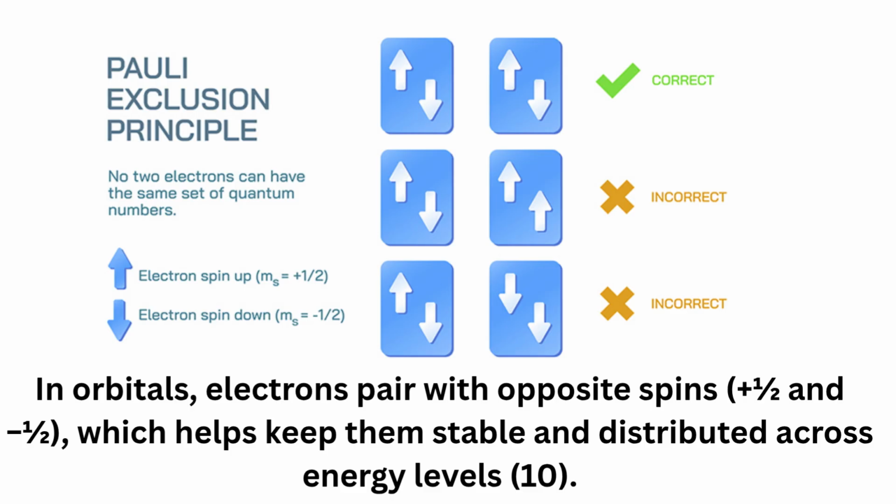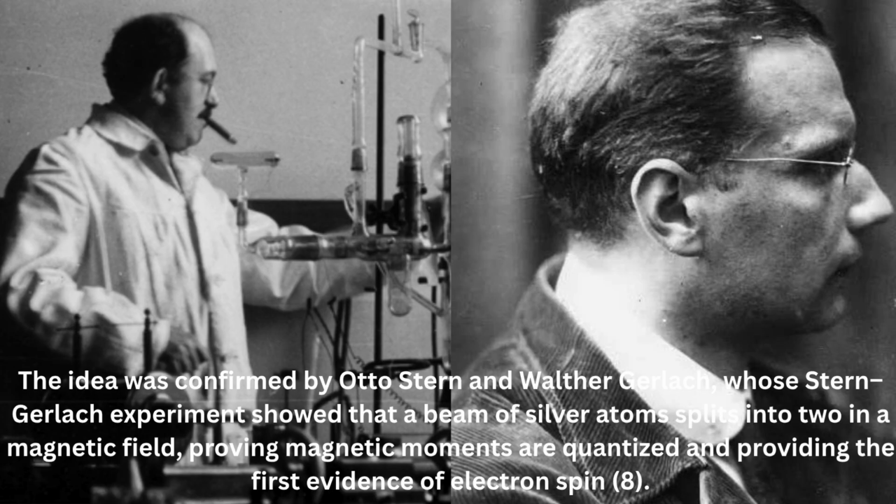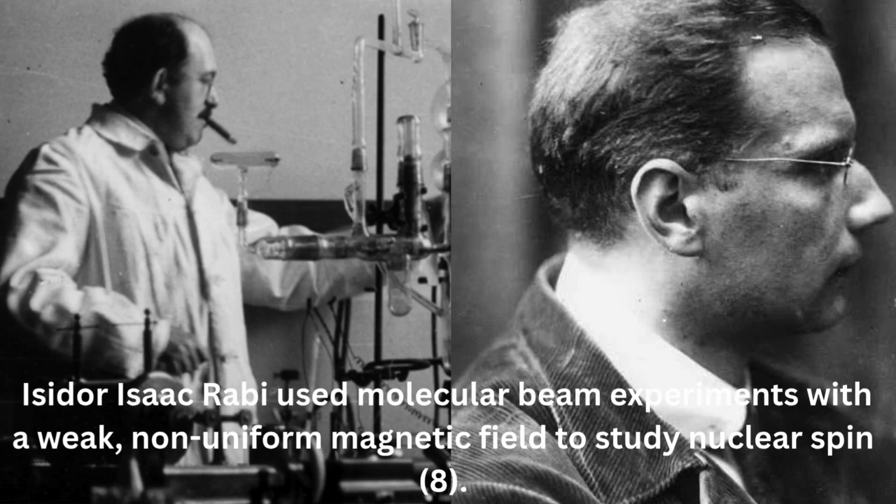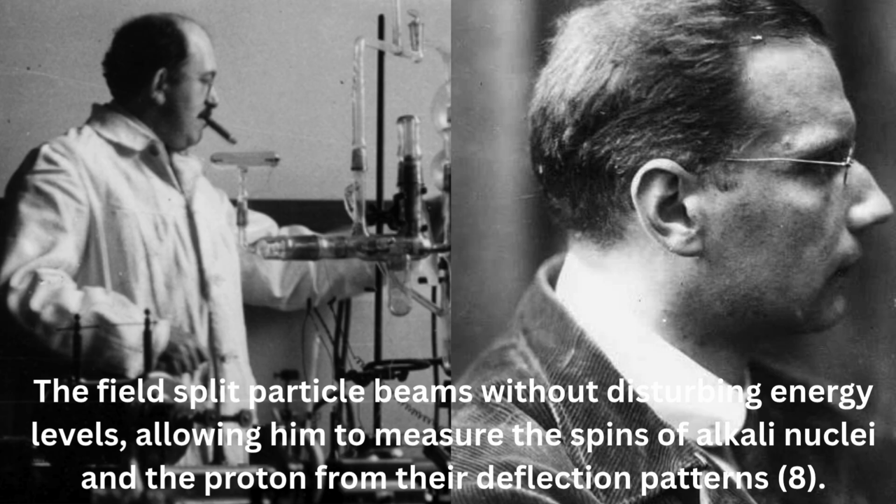distributed across energy levels. The idea was confirmed by Otto Stern and Walter Gerlach, whose Stern-Gerlach experiment showed that a beam of silver atoms splits into 2 in a magnetic field, proving magnetic moments are quantized and providing the first evidence of electron spin. Isidore Isaac Rabi used molecular beam experiments with a weak, non-uniform magnetic field to study nuclear spin. The field split particle beams without disturbing energy levels, allowing him to measure the spins of alkali nuclei and the proton from their deflection patterns.